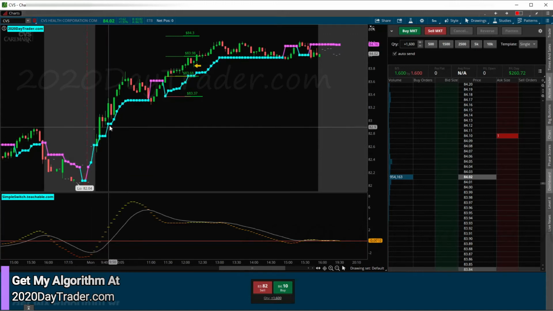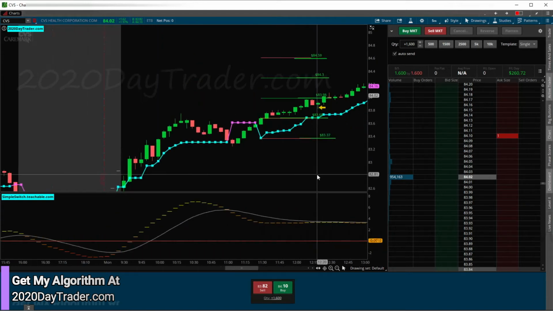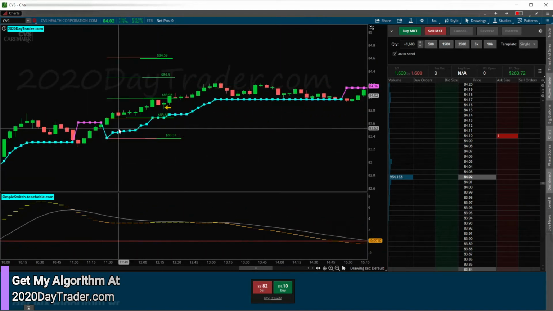So CVS coming up, we had our switch, but no permission. And then we got our switch back, which triggered the trade. So I'm going to go ahead and zoom in a little bit. We triggered the trade right here on the switch back. We don't worry about permission when we trade the switch back.